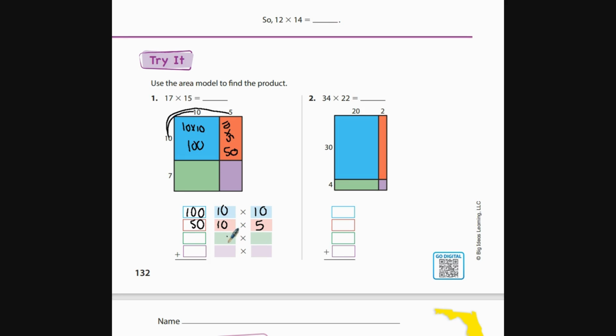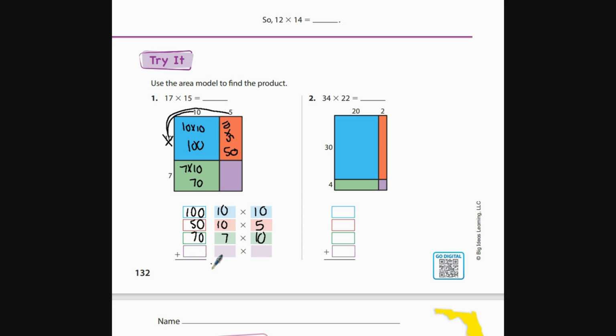Step 3, next one. We're done with 10. Now we're going to do 7 times this 10. 7 times 10 is 70. We multiplied 7 times 10, and that gave us 70.